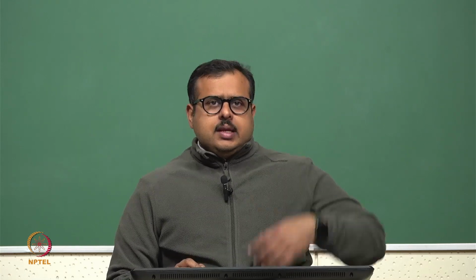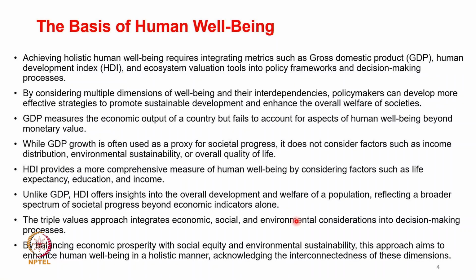So sustainability overall talks about how to integrate all of these things together: the triple values, economics, social, and environmental. By balancing economic prosperity with social equity and environmental sustainability, the sustainability approach aims to enhance our human well-being in a holistic manner. Okay, and acknowledging the interconnectedness.